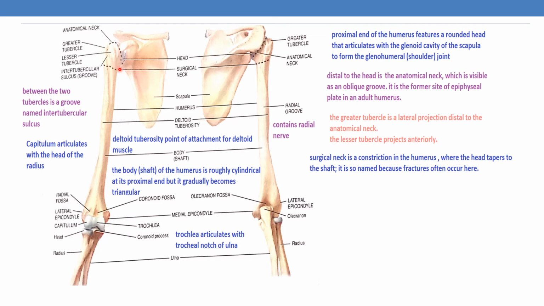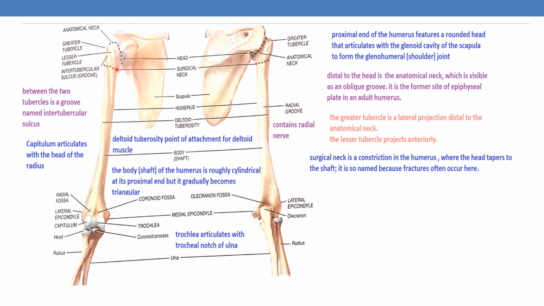Next part is the surgical neck. The surgical neck is a constriction in the humerus where the head tapers to the shaft. This is the shaft or body. It is so named because fractures often occur here. So the most common site of fractures of the humerus is the surgical neck.